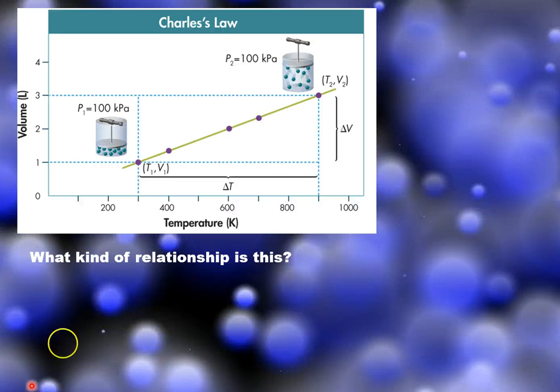Let's take a look at this graphically. All right, so here we have 300 Kelvin. When we move to 900 Kelvin, we have tripled. Well, at 300 Kelvin, we have a volume of 1 liter. And if we increase the temperature to 900, then we have tripled the temperature. We also triple the volume. So we go from 1 liter to 3 liters. That is a direct relationship, or a direct proportion. And this is called Charles' law.